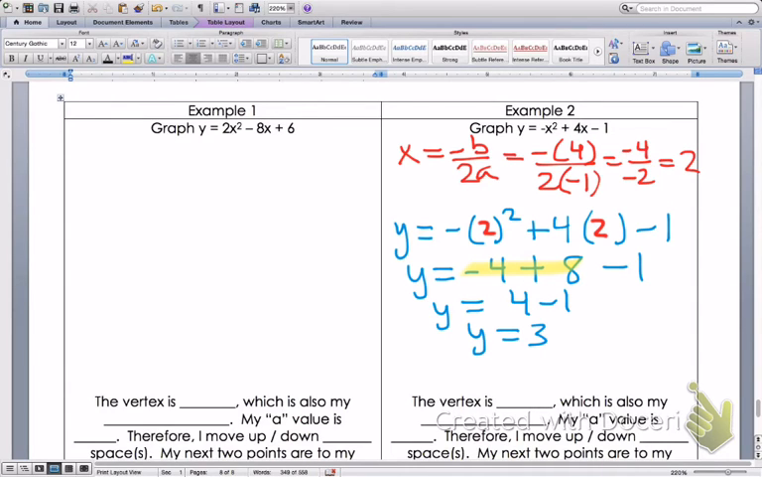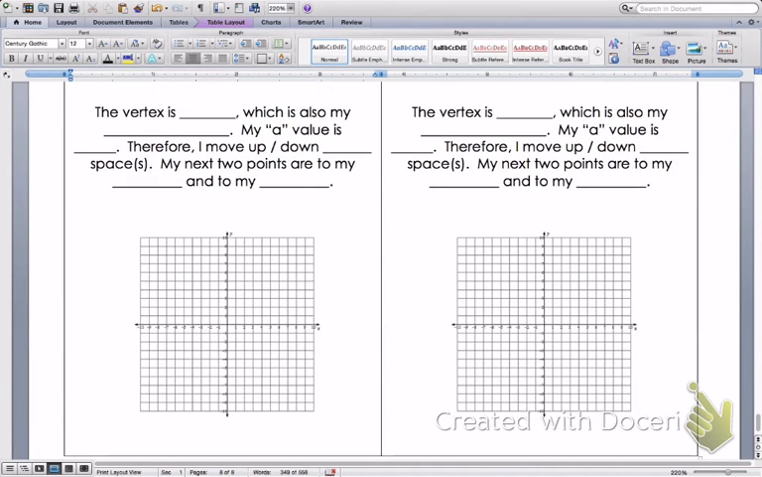I'm going to scroll down so it's going to clear out. So 2, 3. So my vertex is 2, 3. And my a value was negative 1. Therefore, since it's negative 1, I'm going to be moving down 1 this time. Because it's negative, my parabola is going to face downwards. I'm going to go 1 down, 1 space. My next 2 points are going to be to the right and to the left of that 1 unit down.